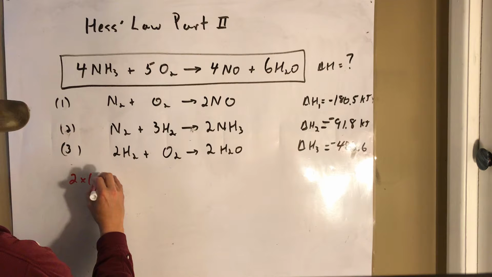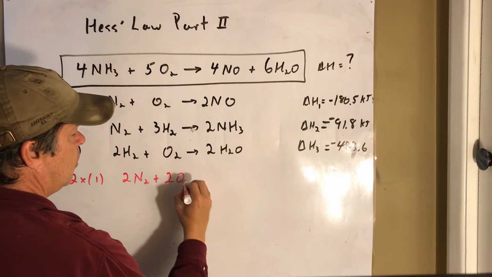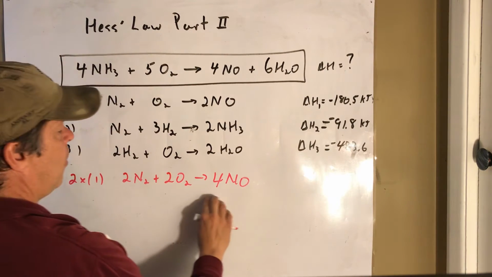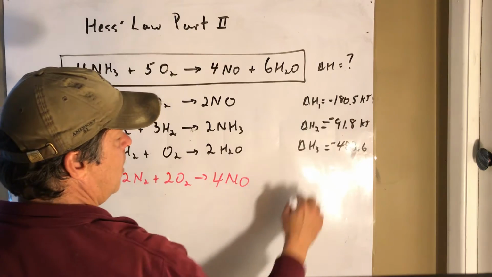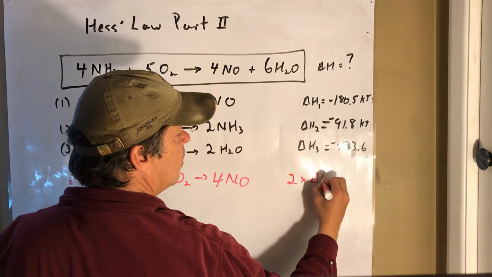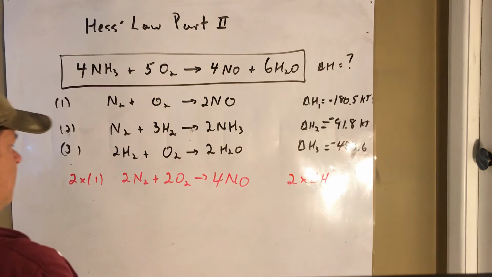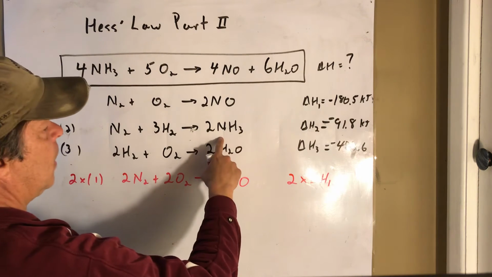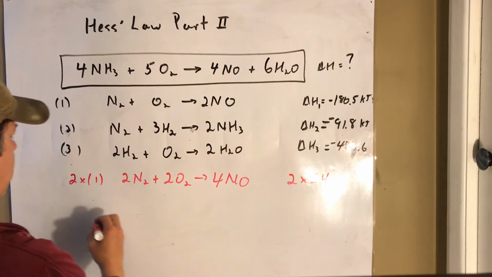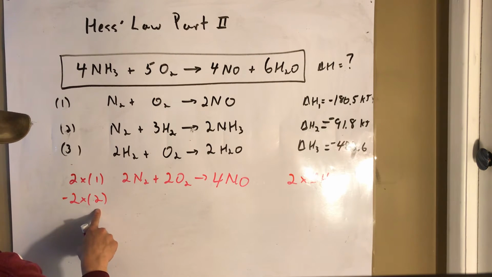2 times 1. So we have 2N2 plus 2O2 yields 4NO. So if we have double the reactants and products, we'll have double the delta H. So I'm going to do 2 times the delta H for reaction 1. Okay? All right, reaction 2. What are we going to do? We've got to reverse it and multiply by 2. So I'm going to say negative 2 times equation 2.